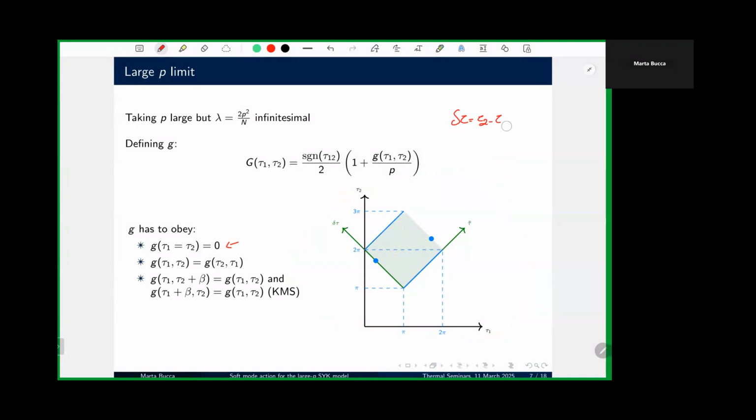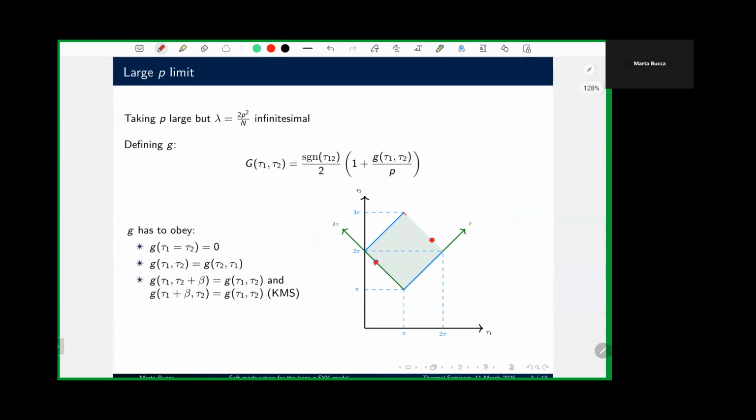Now we still have to take into account symmetry and KMS. If we combine the symmetry of G and KMS, we find an identification between these two points. This is why this shaded diamond really is a Mobius strip, because you can close the diamond to make these two lines coincide. But since you have this identification between points on these two lines, you have to twist your strip before you close it. And in this sense, this is a Mobius strip.